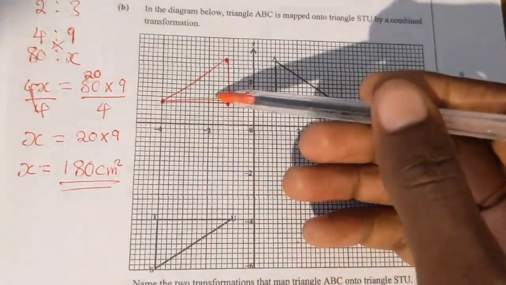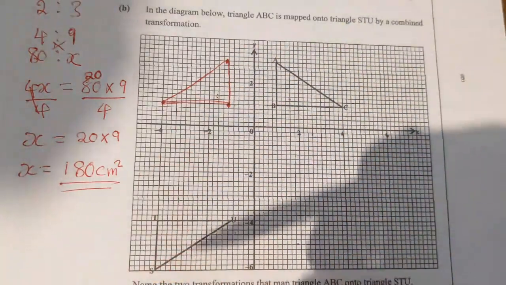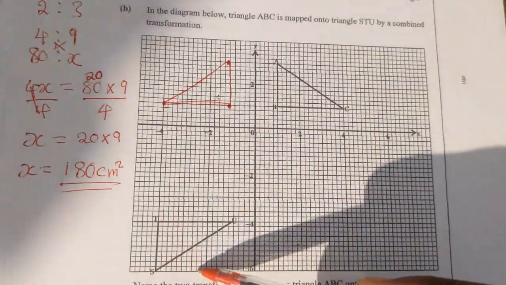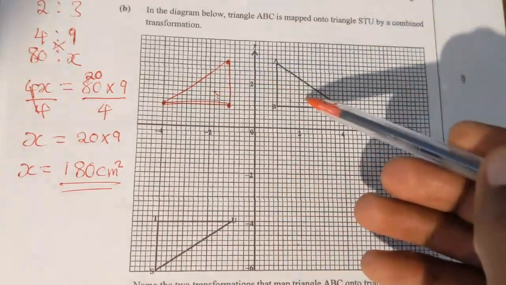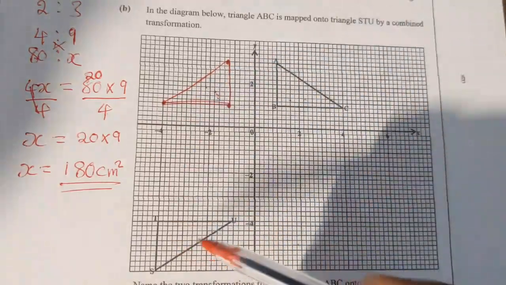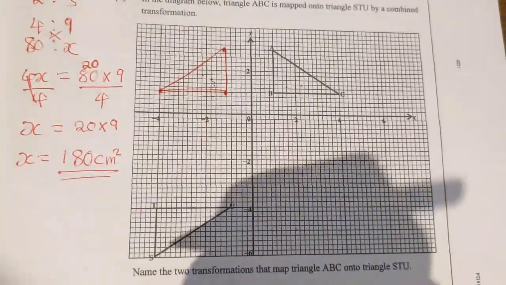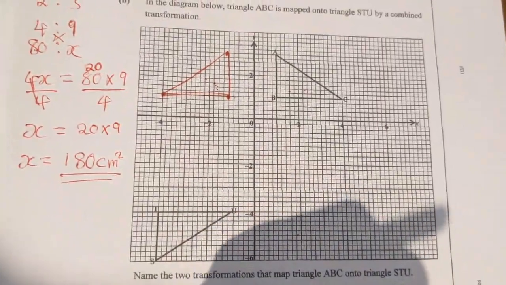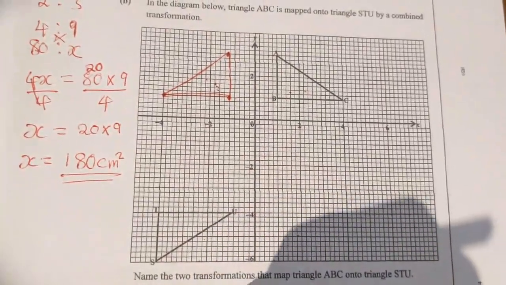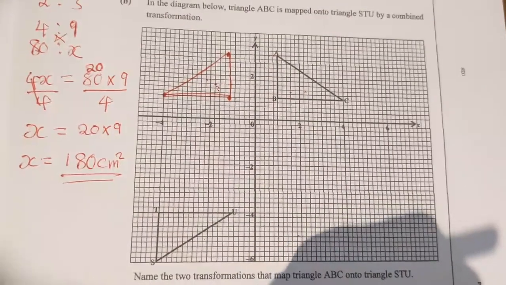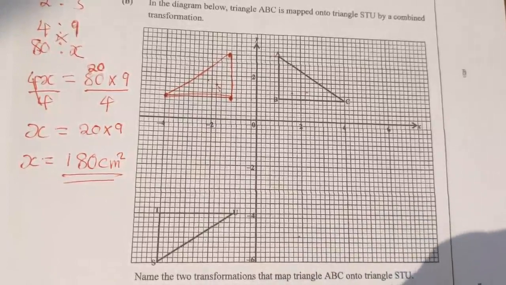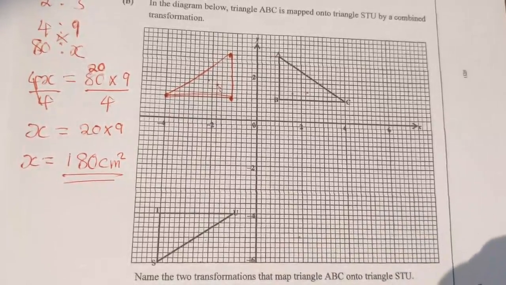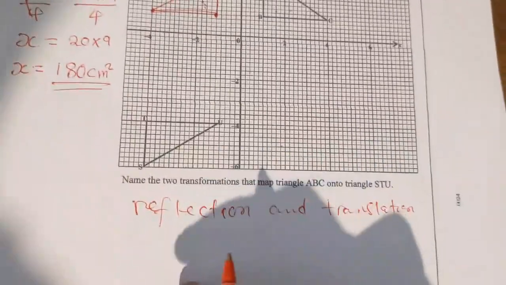Then a translation. When you look at this, it turns like that. That is a translation. So this has just reflected, then this has just translated. So there's just reflection and translation.